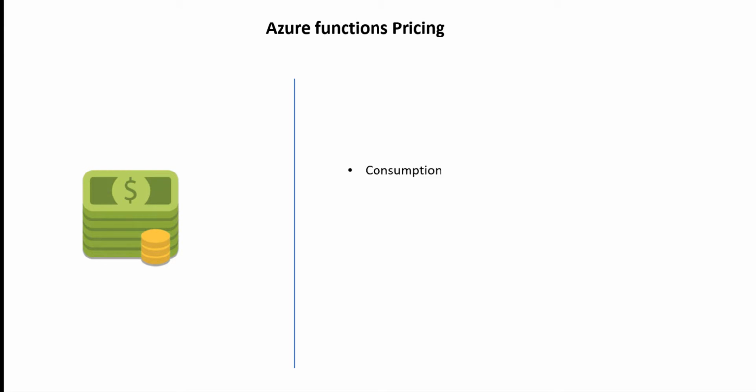The first one is the consumption. You are only charged for the time that your app is running. This plan includes a free grant on a per subscription basis.